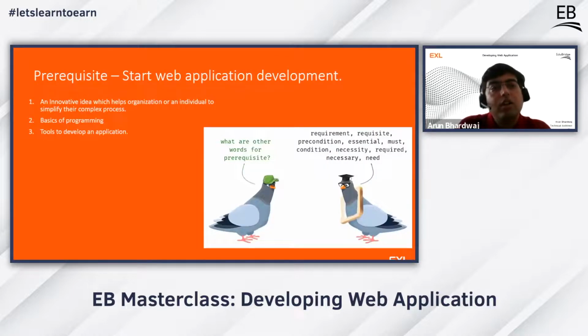Next, the prerequisites: how to start any web application development. The very first thing we need is an innovative idea, which helps an individual or organization solve their complex problems. As per your skill set, you have to choose a programming language. So basics of programming must be known, and we can choose the tools to develop any web application, isn't it? These are the very basics which we need. Then we can start developing it, and as per your skill set, we can choose the tools accordingly.